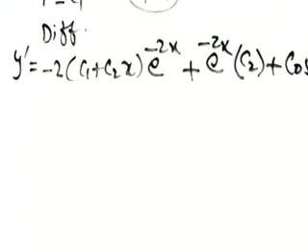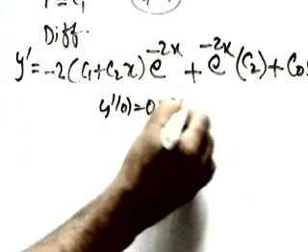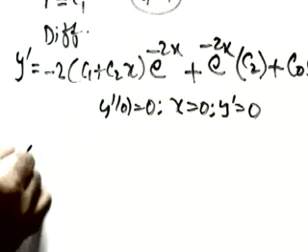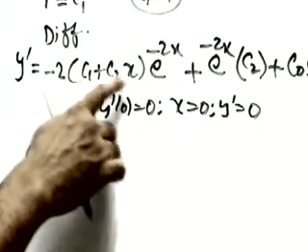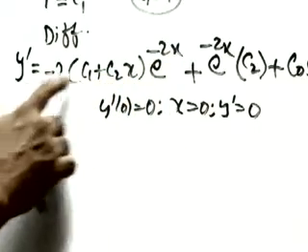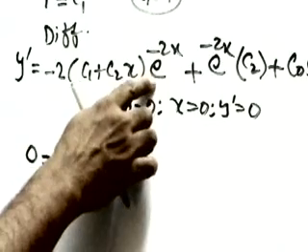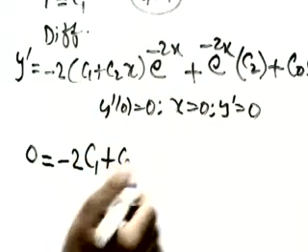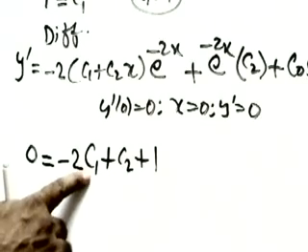So let me substitute now the values. What values do we have? We have y dash of 0 equals 0. That means x equals 0, y dash equals 0. Now substitute: this will become 0. E power 0 is 1. x is 0, so the c2 term is 0. What is left here? Minus 2 into c1, minus 2 c1. Now see here, e power 0 is 1, 1 into c2 is c2, plus c2. Now cos 0 is 1, plus 1.